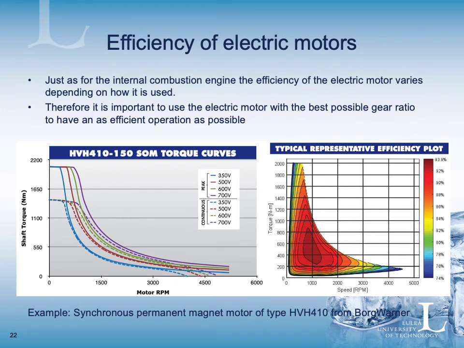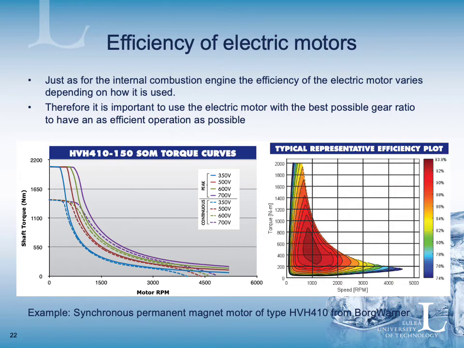If you look at the efficiency of electric motors, as we have been discussing on previous slides, we know that it is in general quite high. For some motors, especially the brushless types, we can have efficiency of 90 and even more percent. However, just as for the internal combustion engine, where we have looked at the brake-specific fuel consumption plot, the BSFC, the efficiency of the electric motor also varies depending on how it is used.